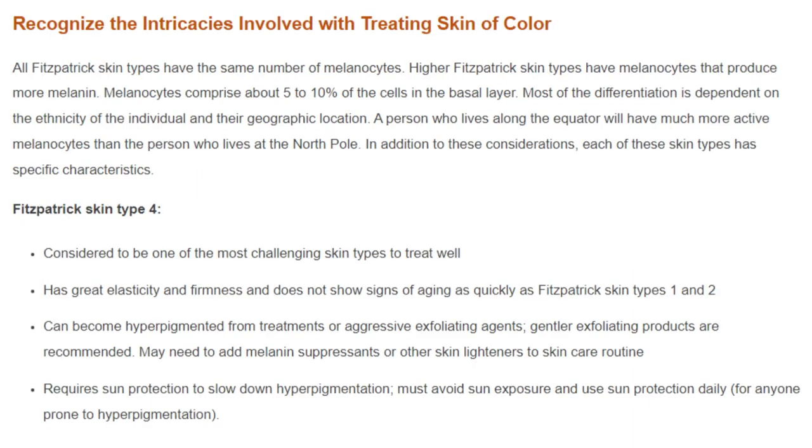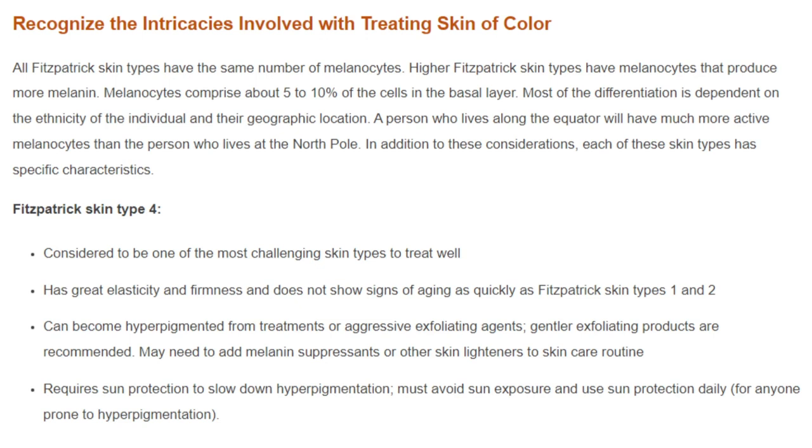Recognize the intricacies involved with treating skin of color. All Fitzpatrick skin types have the same number of melanocytes. Higher Fitzpatrick skin types have melanocytes that produce more melanin. Melanocytes comprise about 5 to 10% of the cells in the basal layer.